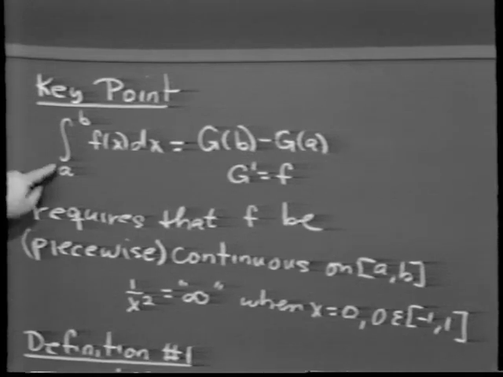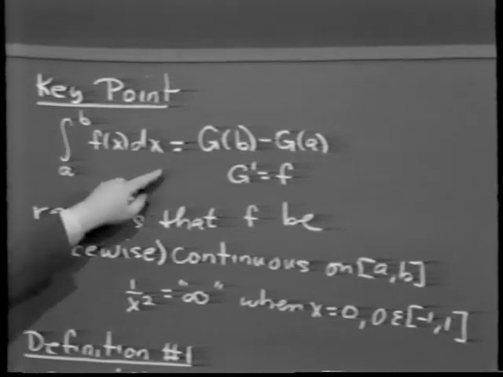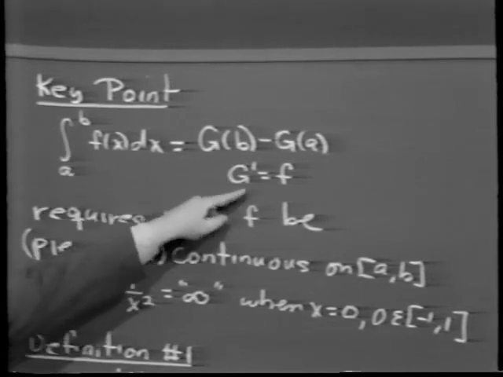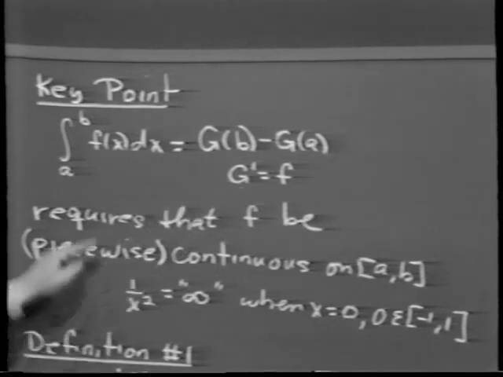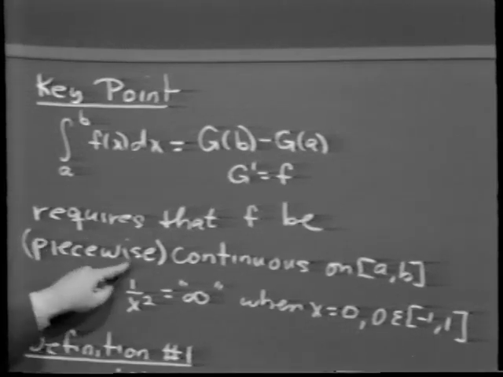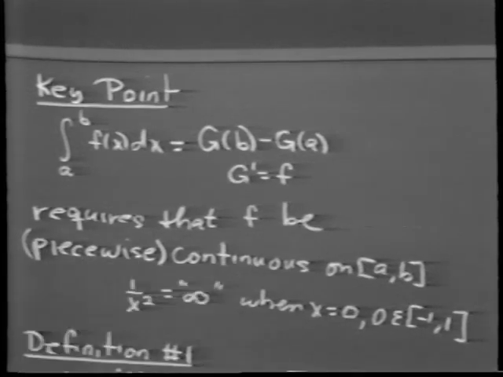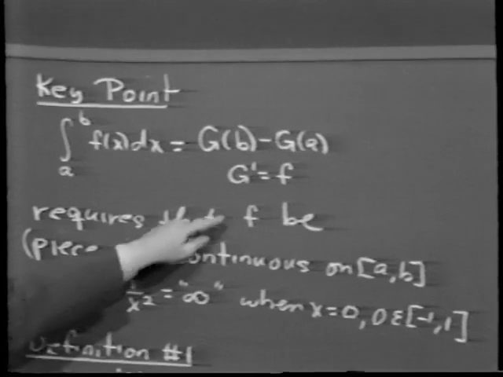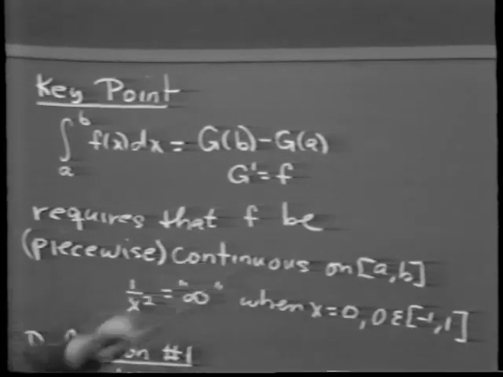It's easy to remember that the integral from a to b of f of x dx is g of b minus g of a, where g prime equals f. But the thing that we must be extremely careful of is that this definition requires that f be at least piecewise continuous on the interval from a to b. Remember, when we took the limit and put the squeeze on, we required that there be continuity so that we could pass to the limit.